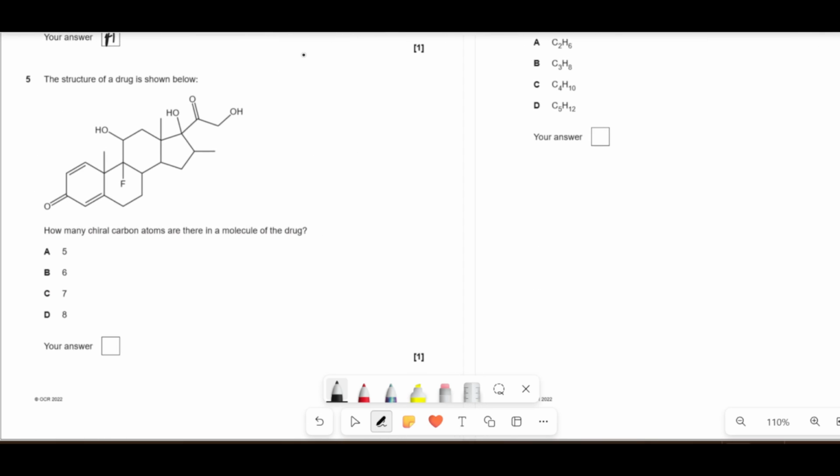So the structure of a drug is shown below. How many chiral carbon atoms are in this? So if we have a look together, you just got to look for everything where you've got 4 different groups. This carbon does not have 4 different groups because there's 3. This one doesn't either. That one doesn't either.